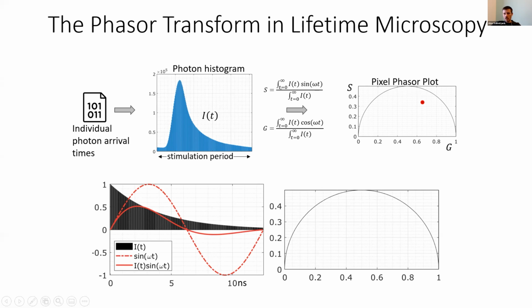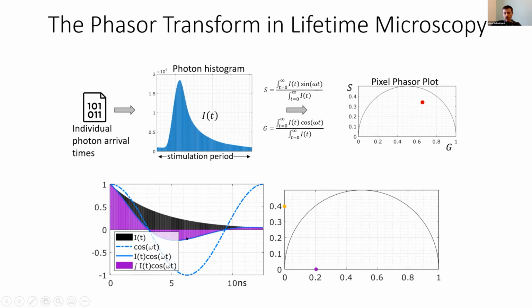And then you compute the integral, so the numerator of this equation is the area, the yellow area under the curve. Normalize it over the black area and you get some number, 0.4. You repeat the process for the cosine, which is basically shifted 90 degrees, multiply the 2, sum up the area, and you get some number, 0.2. The combination of these 2 are the 2 coordinates of this specific shape on the Phasor plot.